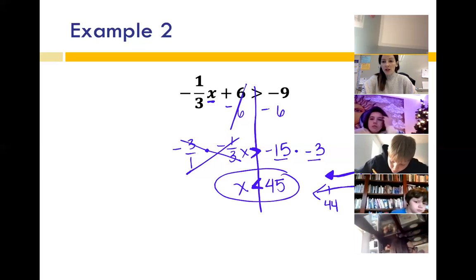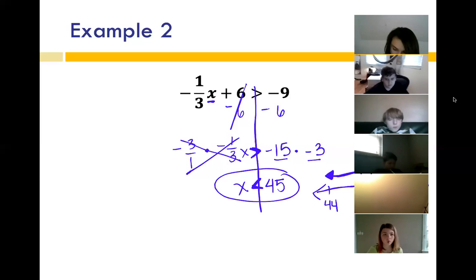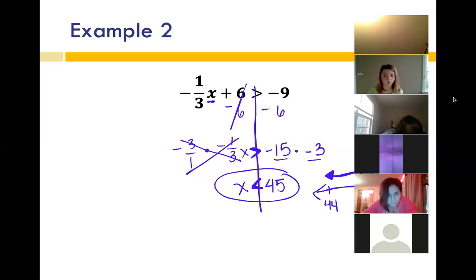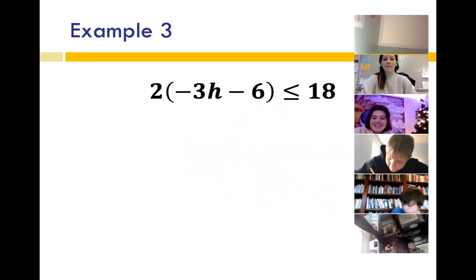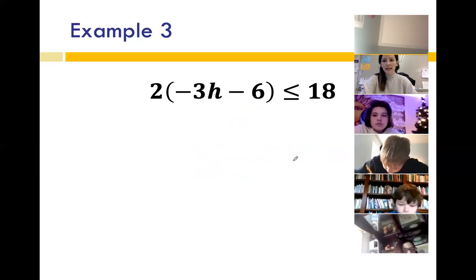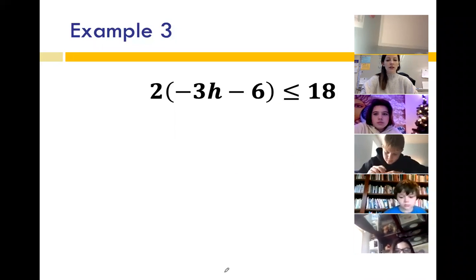Does anyone have any questions about example 2 before we do our third and final example together for today? Questions about that one? Okay, so our last one, this one's a little tricky. I want you to type again in the chat, yes or no. Do you think you would need to flip for this one? Yes or no? This one's a little harder, I think, to answer.